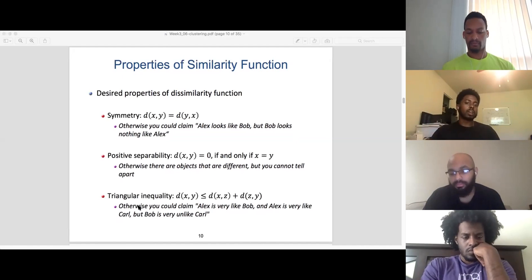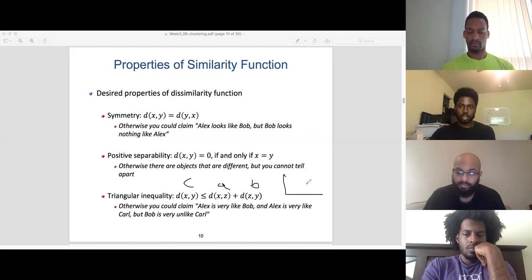And then finally, we have this triangle inequality. Basically, if I were to take this to be A, and this to be B, and this is C, we want it such that C must be less than or equal to the sum of A and B. That's the triangle inequality. We would like that to be true.